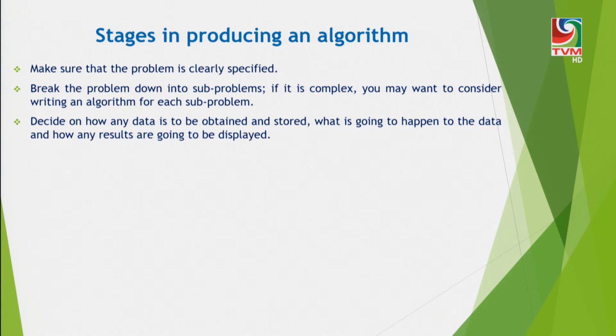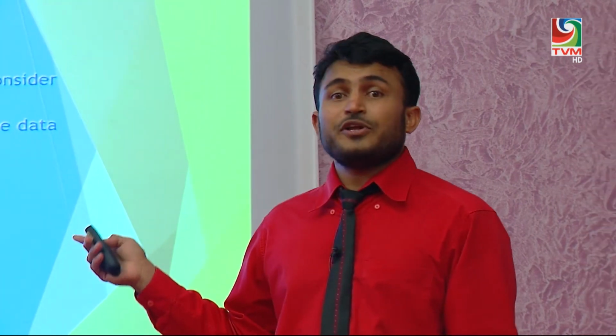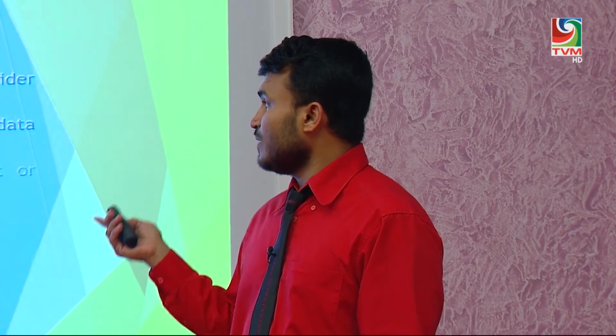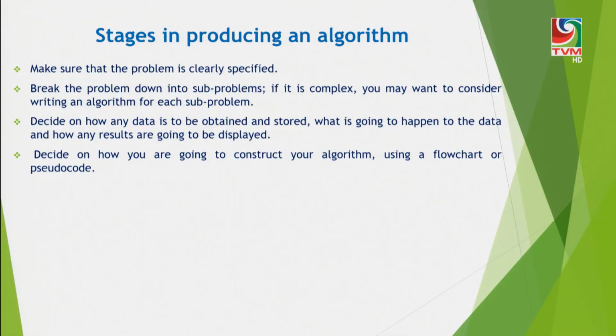Now the third step says decide how any data is to be obtained and stored, what is going to happen to the data, and how any results are going to be displayed. You have to plan how you are going to collect your data, how the results should be, and how you analyze your data. Everything should be planned before you start the algorithm. The next step is to decide how to construct your algorithm. I already explained there are two ways to construct your algorithm: one is pseudocode, the second one is a flowchart.